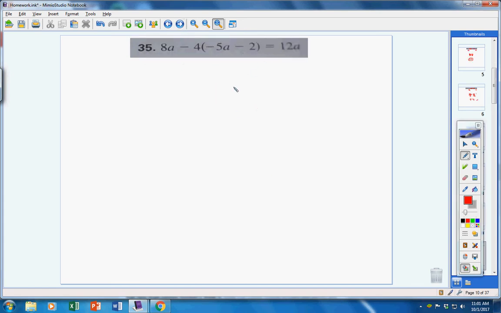All right. Moving on to number 35. Okay. First, simplify both sides. This side here cannot be simplified. Over here we have a lot of simplifying to do. Take your -4, multiply it through, watch your signs. Bring down your 8a, negative times a negative is positive. 4 times 5 is 20, 20a. Negative times a negative is positive. 4 times 2 is 8.